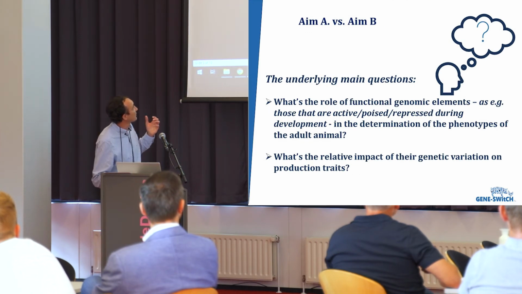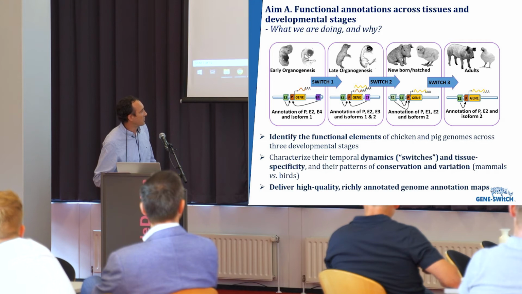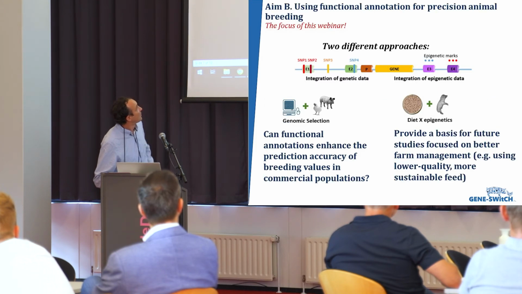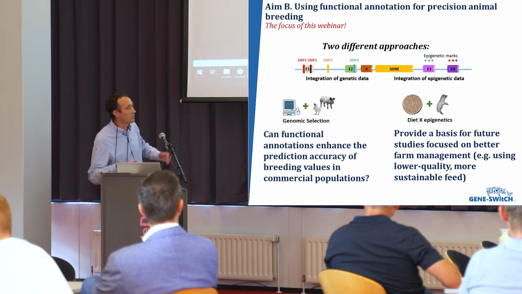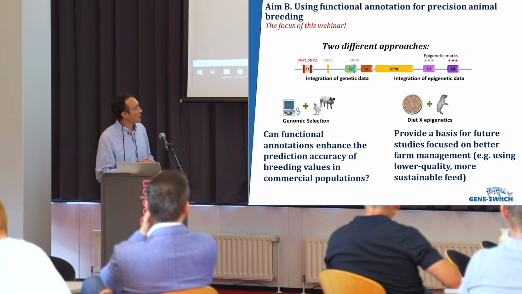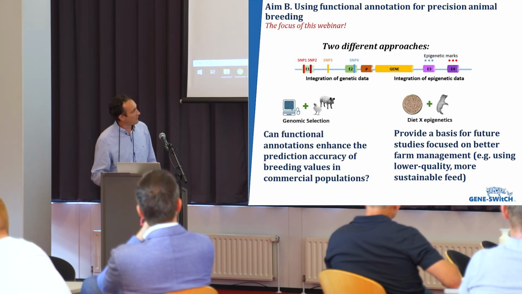So how to link the 2 aims? The first aim is to do the annotation of the genomes and to provide annotated genome annotation maps. And the second one is to use this information for applied research to really use it to select animals. So we decided in the project to start by developing 2 different approaches. One is a classical one that aims at introducing this information in the model for genomic selection, and to what extent it can help to predict the phenotypes, in addition to the genetic information. And the second one is to see whether there can be some effect of the diet on the epigenome, so on the regulation of the expression of the genes, and if we can use it to better manage livestock production.